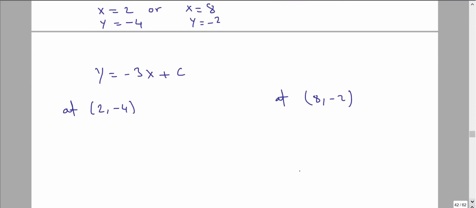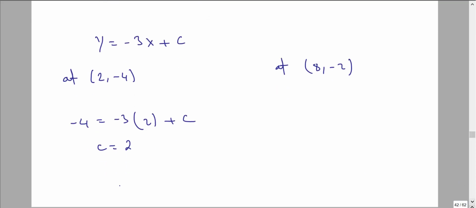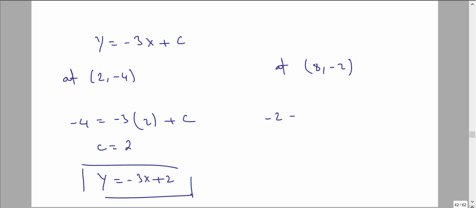Yes, sir. So substitute here, you get negative 4 equal negative 3 times 2 plus c. So c will be 2. So the equation will be y equal negative 3x plus 2. That's the first equation. Second equation will be substitute, c will be 22. So y will equal negative 3x plus 22.